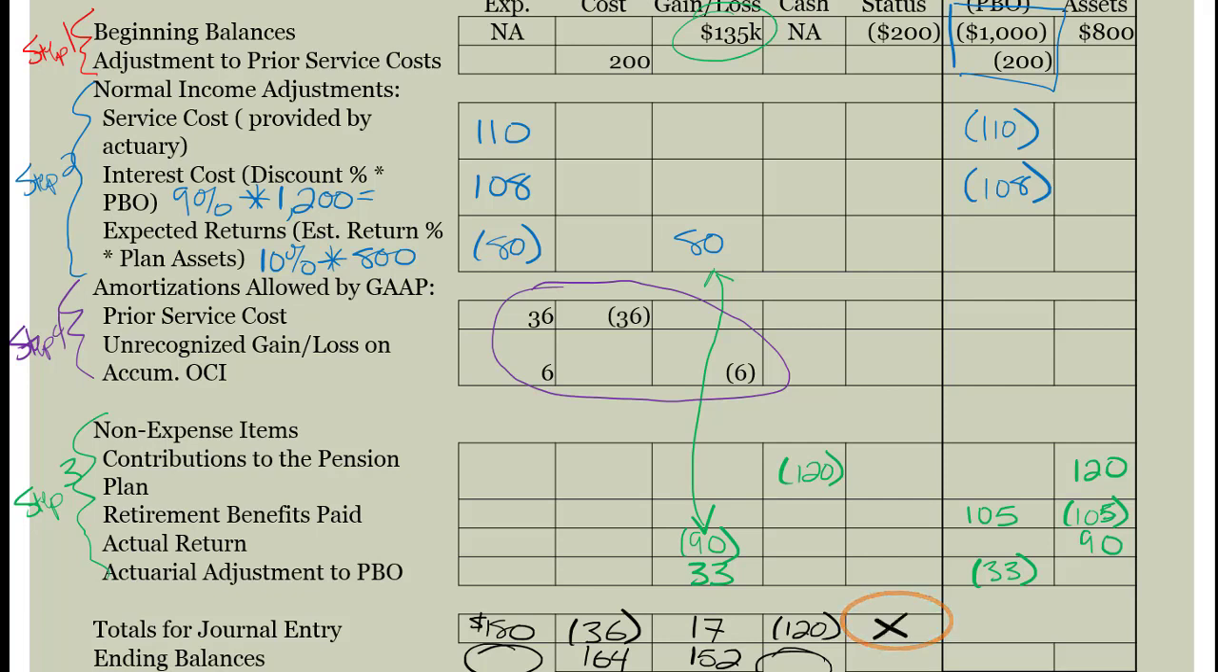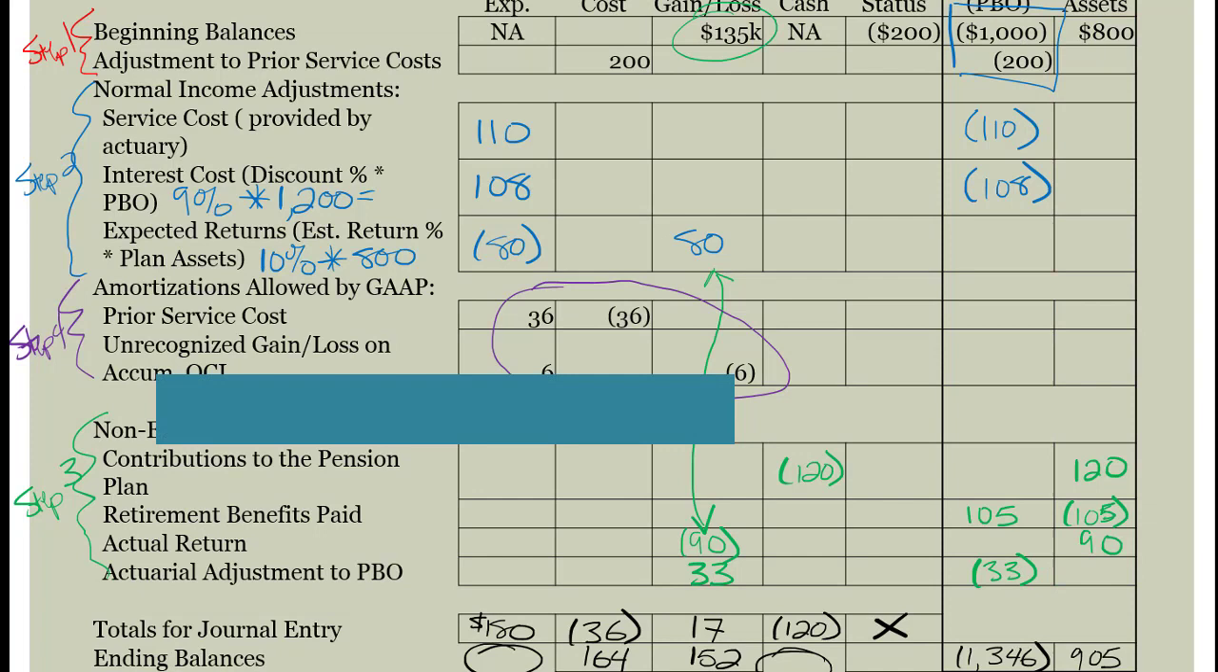So now we add up these big columns. Negative 1,000, negative 200, negative 110, negative 108, plus 105, minus 33 gets me an ending balance, a credit of 1346. 800 plus 102 minus 105 plus 90. I've got 905 saved up in plan assets. I get the difference, and that gives me this number. And we end up with a credit of 441. So a really big adjustment there.